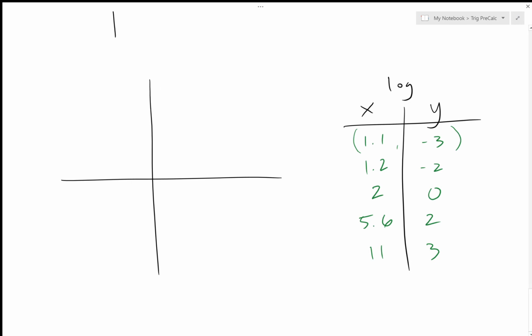We want to go from -3 to +3 on the y-axis. Okay, and then I need to go basically up to 11. 1, 2, 3, 4, 5, 6, 7, 9, 10, 11. So that's 11 there. Alright, so 3, -3. Alright, let's graph all these points.